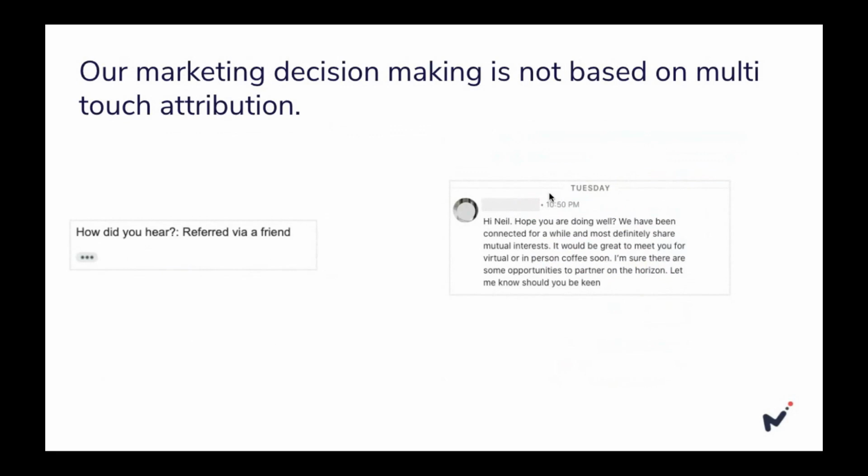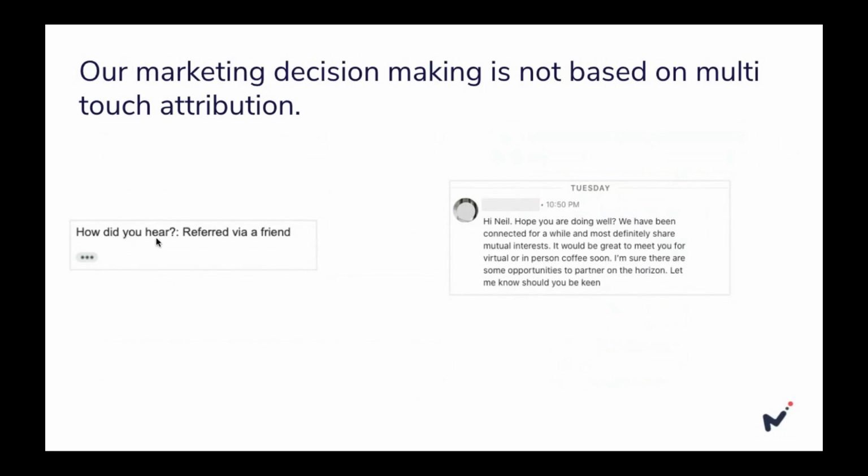So our marketing decision also, this is also a big one, we're starting to see a shift, especially in the US and Europe, away from multi-touch attribution, especially in the B2B space. It's really difficult to measure dark funnel or dark social, etc. And here's just two classic examples that's happened in the last week or two.